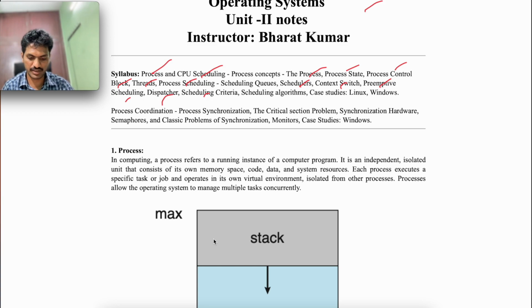In the second portion you also see process coordination, critical section problems and synchronization, semaphores and classical problems of synchronization, and monitor also there.